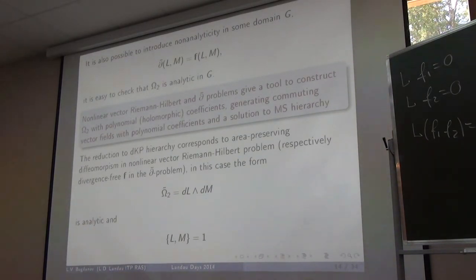The dressing scheme starts here, and then you should effectively try to do something with it. And that's about the DKP, what Igor asked. The form is like this, and you have this property, and the Riemann-Hilbert problem should use area preserving diffeomorphism or divergence free function, in some sense Hamiltonian, in the DKP problem.